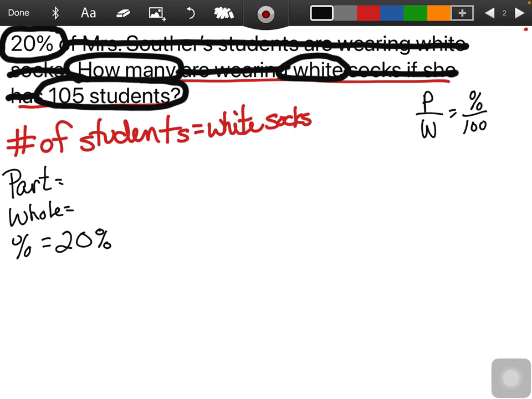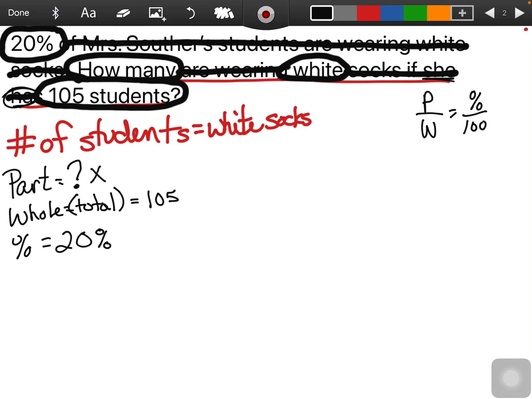How many are wearing white socks if she has 105 students? Well, 105 students must be the total, because it says if she has 105 students. Remember, my total is the same as whole. That's 105. Do I know my part? Nope, doesn't look like it. So my part is unknown, and because it's unknown in math, we use the X.